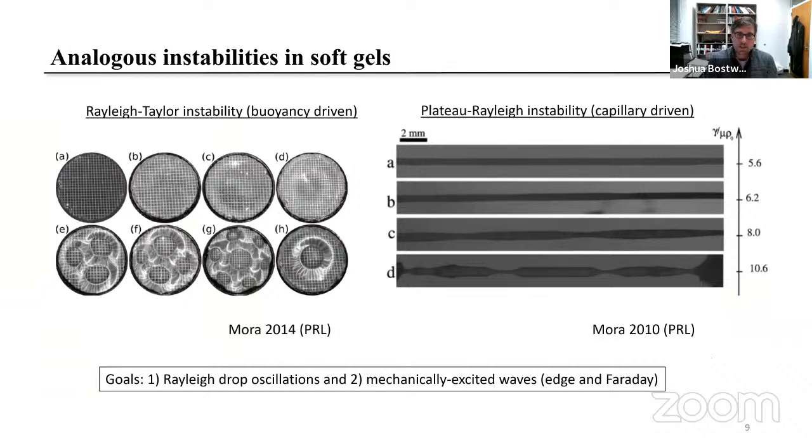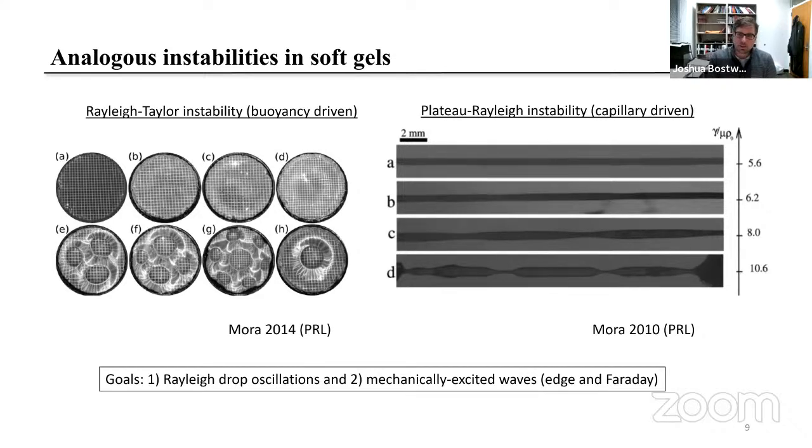Like I said, a lot of these classic instabilities have been observed in soft gels. For example, in 2014, Serge Mora showed that if you take a container of a soft gel and flip it upside down, surface corrugations will form, and these surface corrugations depend upon the elasticity of the material and the depth of the material within the container as well. For those of you familiar, this is the classic Rayleigh-Taylor instability, which is driven by buoyancy.